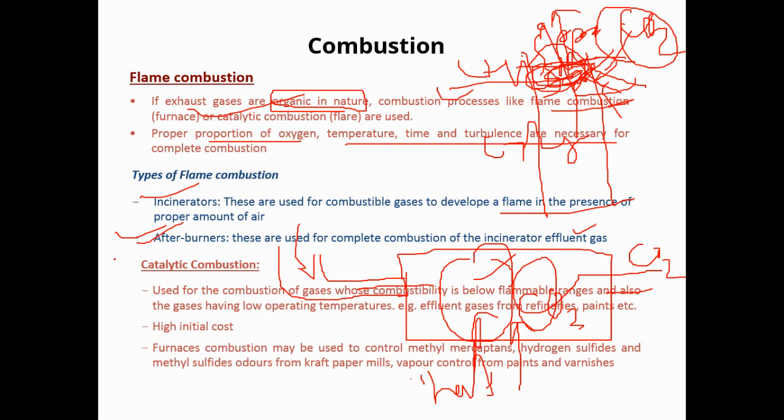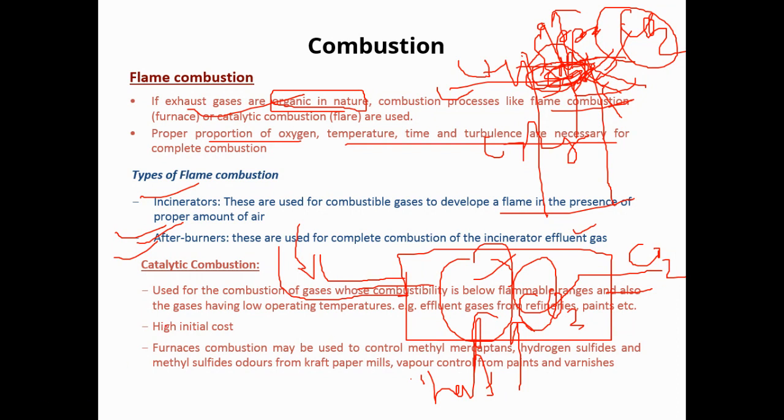There are different types of combustion. One is called catalytic combustion. This is used for gaseous or combustible material below the flammable range. That means catalytic combustion means you have to use some catalyst and control the temperature and the pressure, depending mainly on the different types of gases that can be present, for the complete burning of the gases.